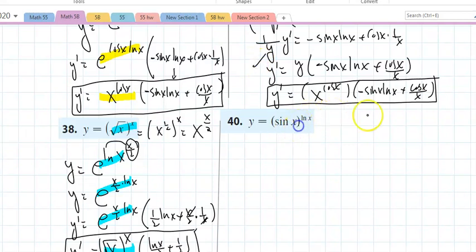I see that I have a power raised to a power, and I don't know how to do that. So I would say natural log of y equals natural log of the sine of x raised to the natural log of x.